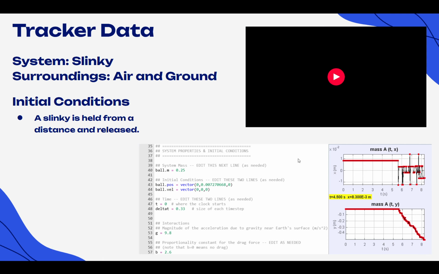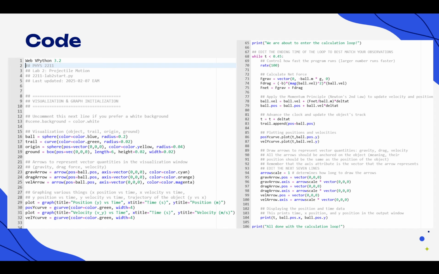The tracker data is slowed, so it shows an extended version of what the data should be, and it is shown here. We're looking at the y data graph, and around 5.5 seconds into the video, the slinky starts moving, and this will be reflected in the code in a shorter time sequence to simulate real life.